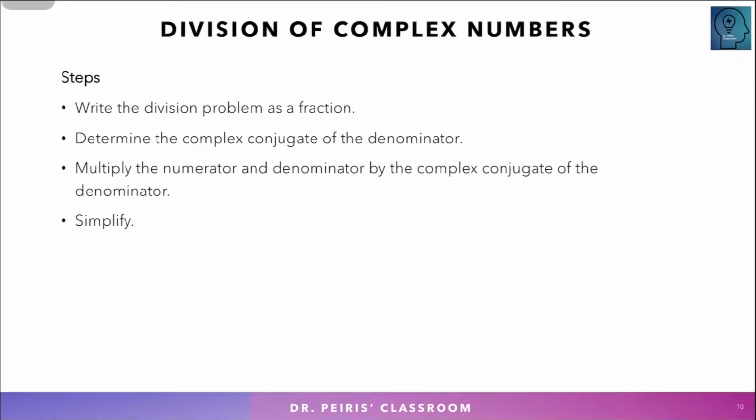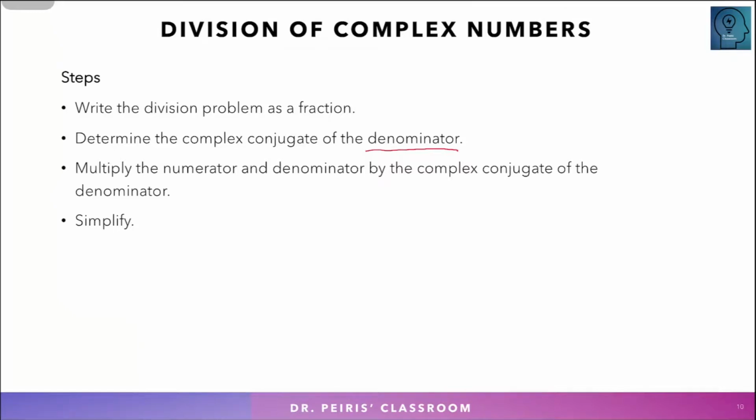Now let's see how to divide complex numbers. To divide complex numbers, you need to follow these steps. First, write the division as a fraction, and then find the complex conjugate of the denominator. Then multiply both the numerator and the denominator by the complex conjugate of the denominator, and then we combine like terms and simplify.